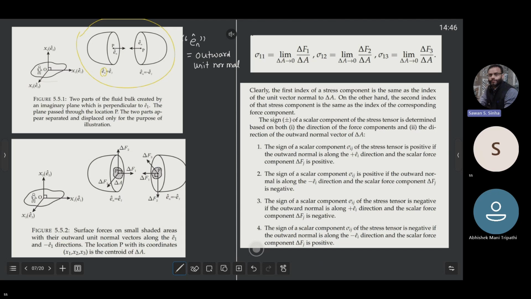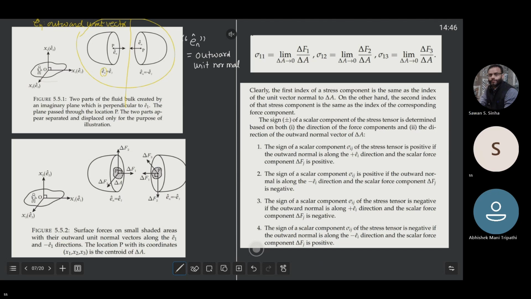I am saying that after I cut this, I make 2 parts of the bulk of the fluid, the left part and the right part. The left part has outward unit vector. So En is outward unit vector. Cut करने के बाद outward unit vector. For the left part, En is E1. For the right part, En is minus E1. Right? Fine.